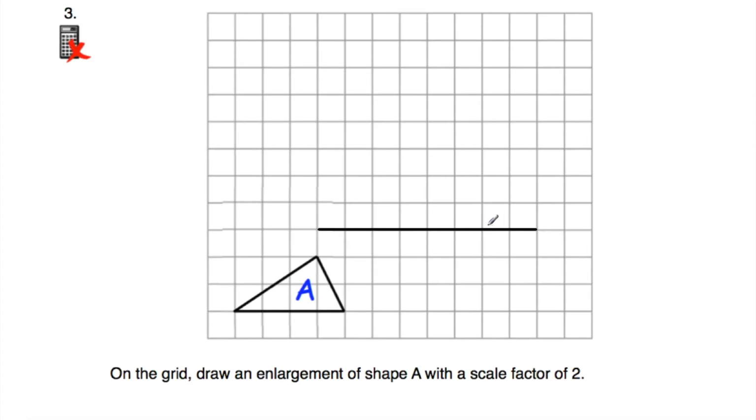So 2 across, 1, 2, and 4 up. 1, 2, 3, 4. So that's there. So that's where the top of the triangle will be. So what we did there was we looked at this side and it was 1 across and 2 up. So we doubled it to be 2 across and 4 up.